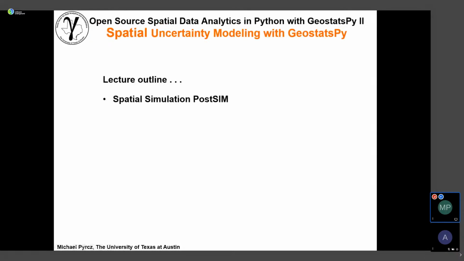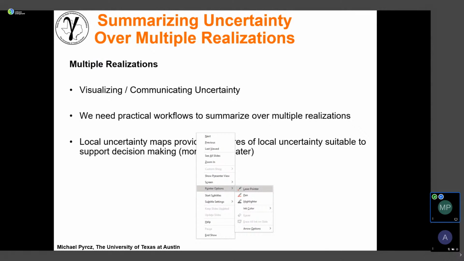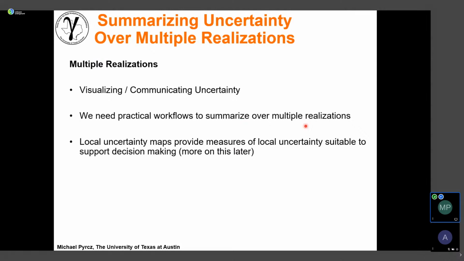Okay, let's go ahead and look at spatial simulation with post-sim. Motivation is this: we have multiple realizations. We need to visualize and communicate uncertainty. We need practical workflows that summarize spatial uncertainty in our geologic settings, in the subsurface, or any spatial setting. Local uncertainty maps provide a measure of local uncertainty suitable to support decision making.